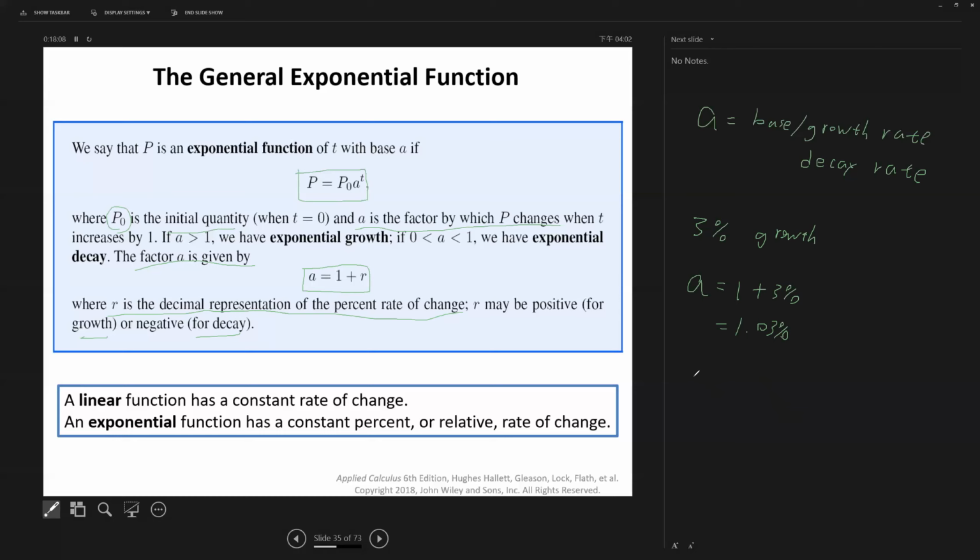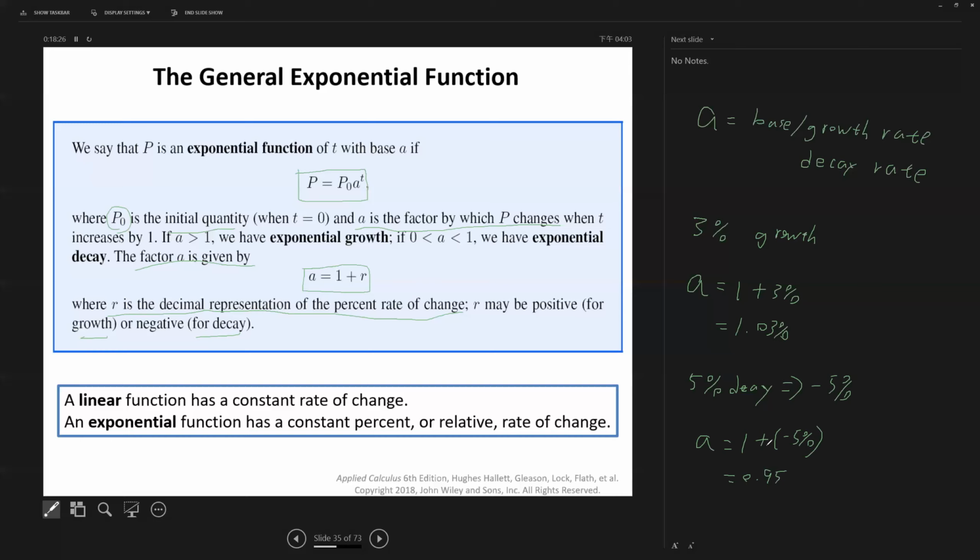Now, let's say we're looking at radioactive decay of uranium. Let's say it's a 5% decay. A decay means it's negative 5%. So A will be 1 plus negative 5%, which gives you 0.95.